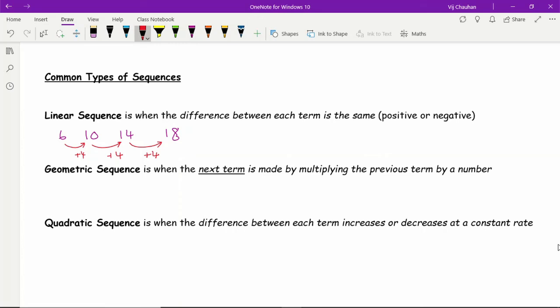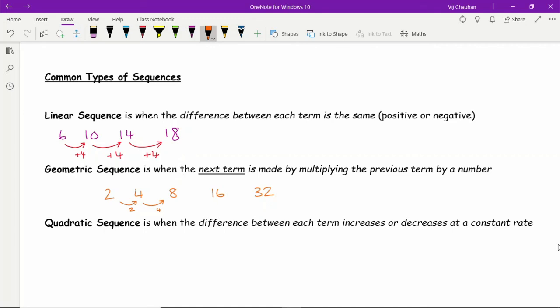Now, a geometric sequence is when the next term is made by multiplying the previous term by a number. Again, this is something that you probably see more in advanced sequences when you're moving on to GCSE, but it's important you know the difference between the two. So for example, if I had 2, 4, 8, 16, 32, the difference between 2 and 4 is 2, then 4 to 8 is 4, then 8 to 16 is 8, then 16 to 32 is 16.